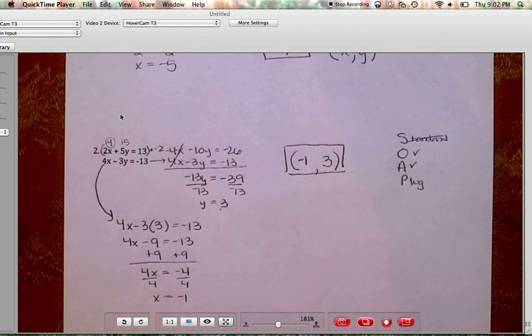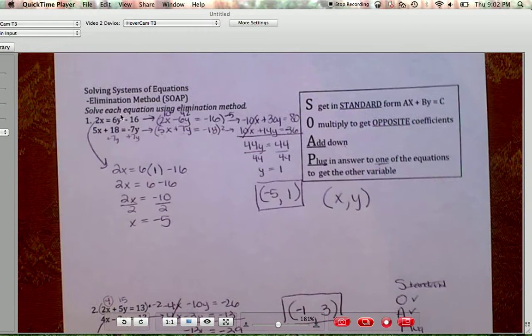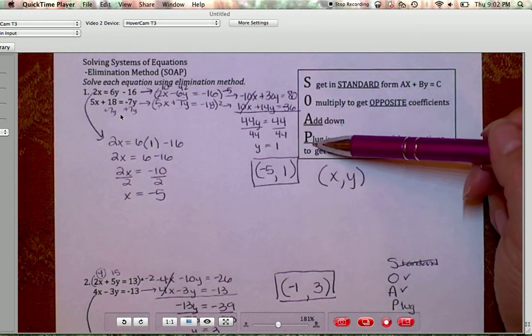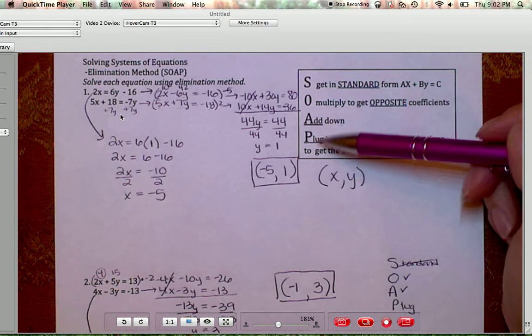So that's solving systems of equations using the elimination method, or same thing but using SOAP to help us do the elimination method.